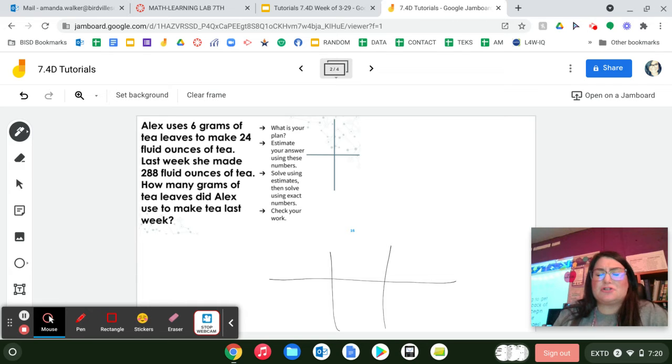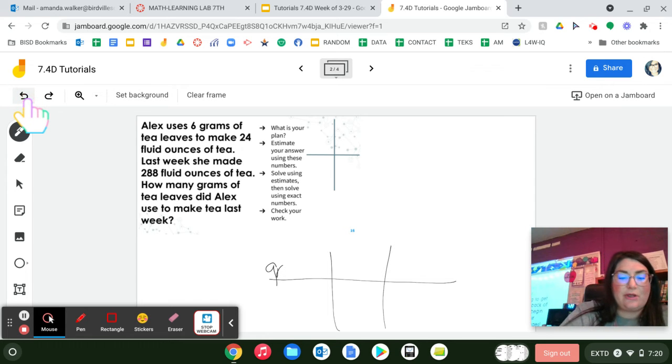Whenever we set up a proportion, the first thing you want to ask yourself is, what are the two things we are comparing? In this problem, we are using grams of leaves. Oh, that's not pretty. Let me rewrite that. Grams of leaves, which creates ounces of tea.